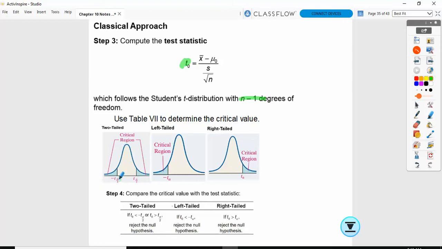Then you have the classical versus p-value approach. Classical, you are basically measuring the standard deviations from the mean. I think we kind of decided yesterday we don't really prefer that one. So we're going to stick with the p-value approach more often. And my board just froze.